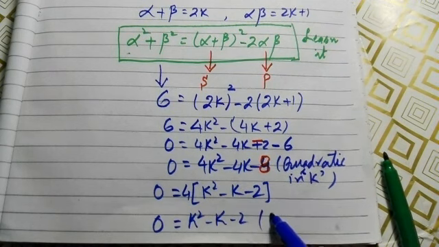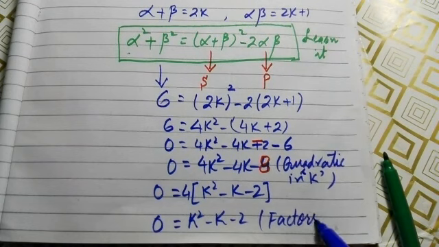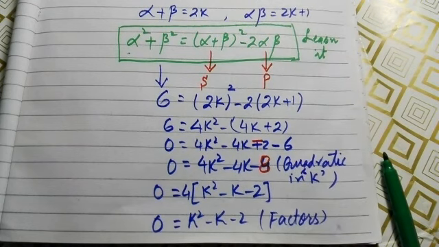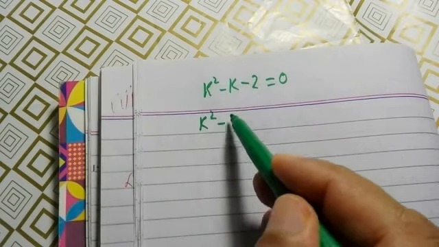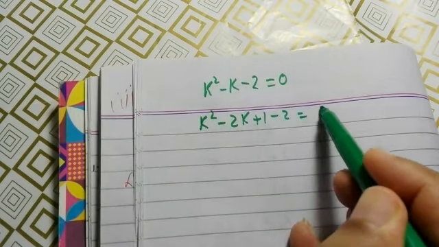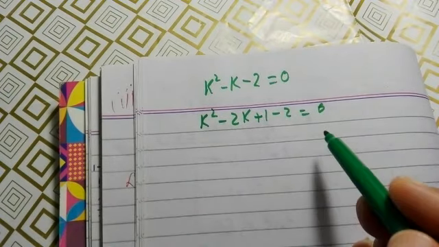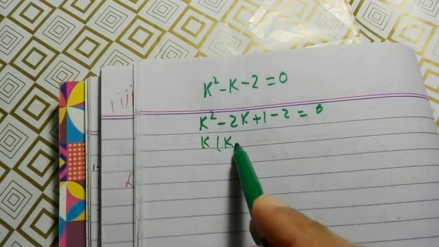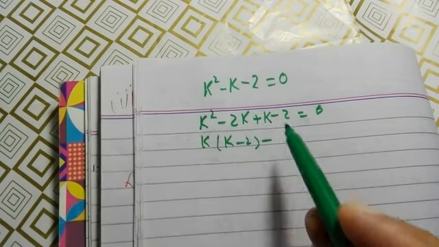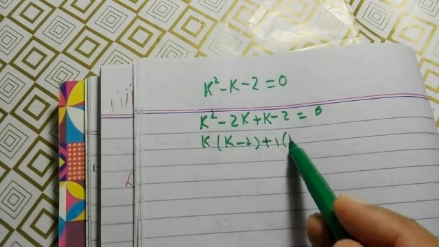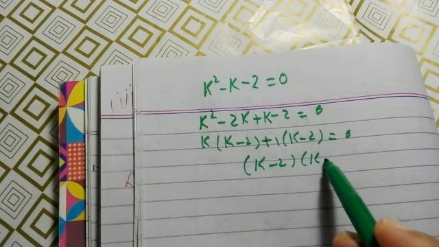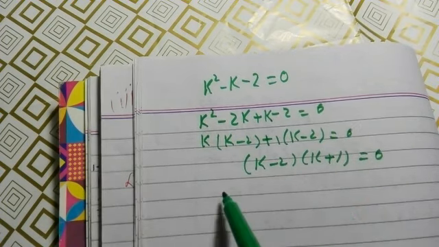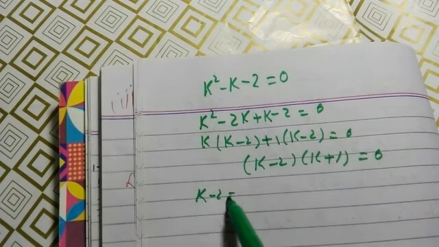Now we will make its factors to find the value of k. So I will do it on the next page. By using middle term breaking, you will see k square minus 2k plus k minus 2 is equals to 0. Taking k common, it will become k minus 2, and taking 1 common, it will give you two factors, k minus 2 and k plus 1 equals to 0. And from here, you will separate values of k.